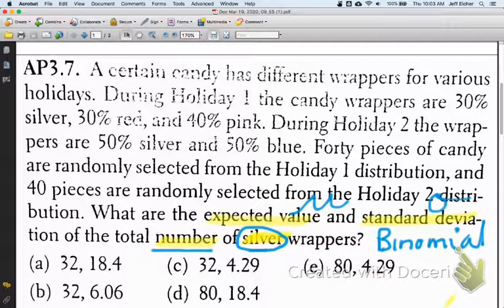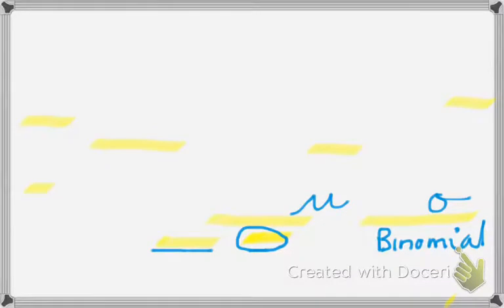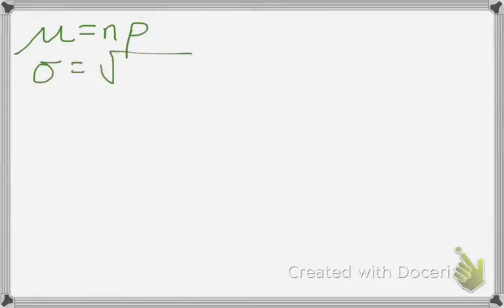Let me highlight the other information. We have 30% silver is important, 50% silver, and 40 pieces of one, 40 pieces of the other. So let's go to my whiteboard. Since this is binomial, the mean of a binomial distribution is n times p, and the standard deviation of a binomial distribution is the square root of n p times 1 minus p. And these formulas are provided on the formula sheet.